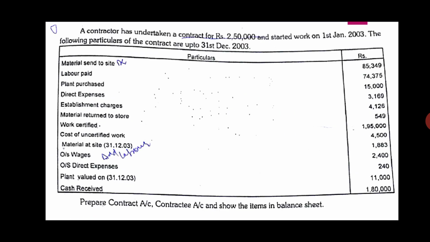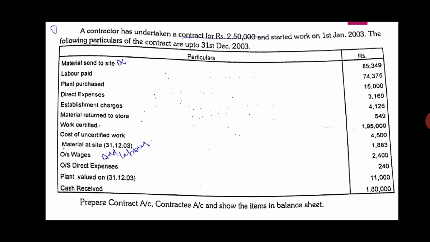Another question we can take to have a better understanding of how to prepare the contract account according to rule number 3. Now in this question you don't have to prepare only the contract account, you are also required to prepare two more things: one is the contractee account and the other is the extract of the balance sheet. So go stepwise. First we will be preparing the contract account. In the first line we can easily observe that the contract price given to you is 2,50,000.